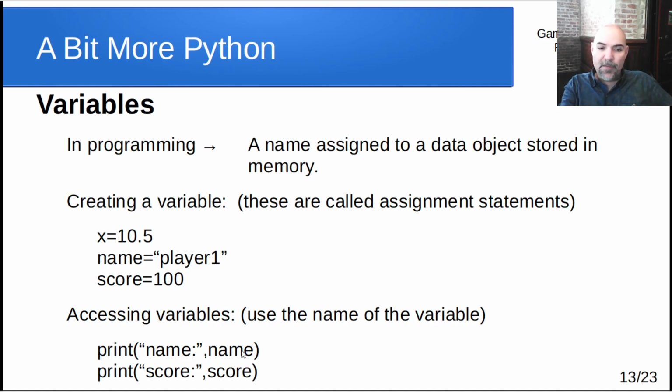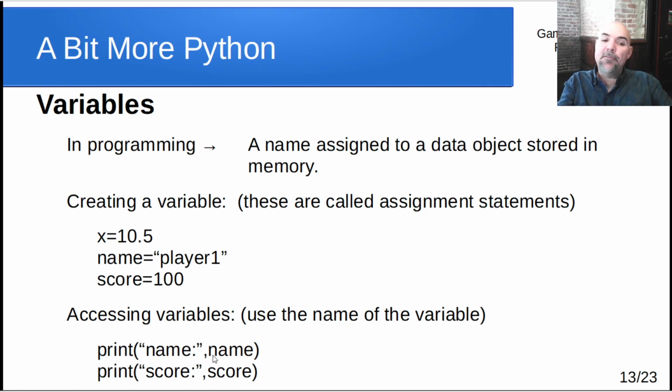Now to access those variables, once they've been created, we can just refer to them by name. Notice the name has to be not inside of double quotes, because it'll interpret it as a string. It has to be out here. But if I wanted to print out the name and the score, I can do that by just using the name of the variable.